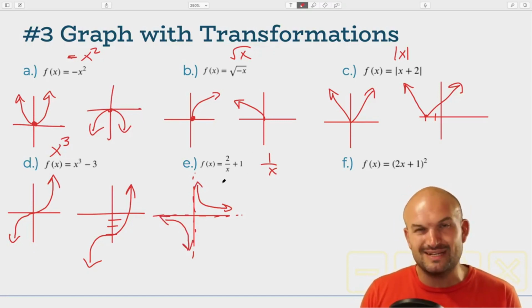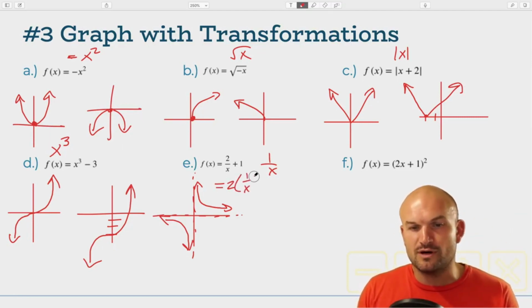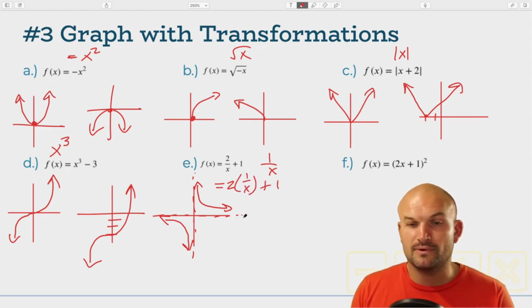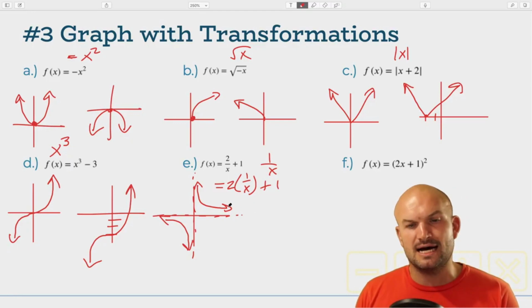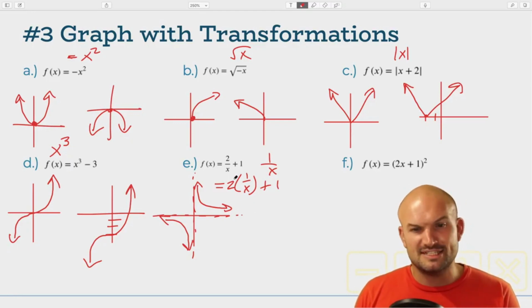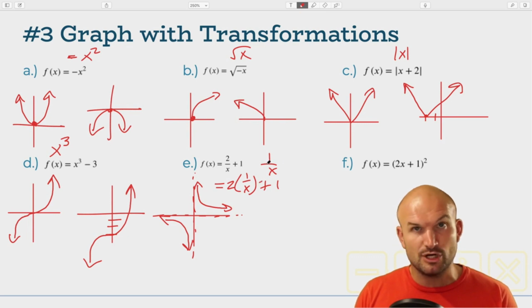A lot of times with this, it's going to be helpful to rewrite this problem. What you can do is factor out the 2 in front to write this as 2 times 1 over x plus 1, okay? So 2 times 1 over x plus 1. And so what is this 2 being? Well, again, is the 2 inside or outside? Since my 1 over x is pure, it didn't change. That 2 is outside.